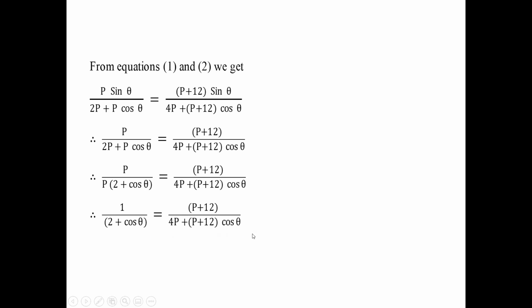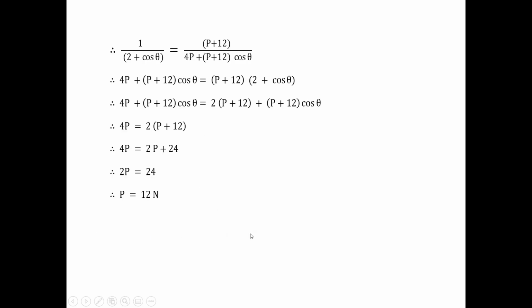Just to simplify this equation, check the calculation carefully. We have on the left hand side 1 divided by 2 plus cos theta, equal to the right hand side (p plus 12) divided by 4p plus (p plus 12) cos theta. Do the cross multiplication in this equation. Bring this denominator to the left side and bring this denominator to the right side.